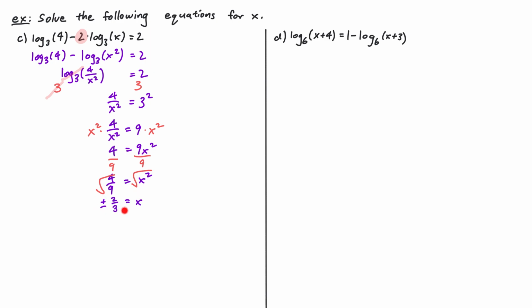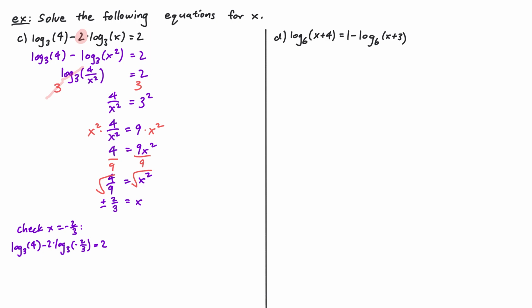Lastly, we need to check whether these x values actually work in our original equation. Let's start by checking x equals negative 2/3. Plugging that into the original equation, we have log with base 3 of 4 minus 2 times log with base 3 of negative 2/3 equals 2. Now let's see if we can actually perform the operations in this equation. Specifically, can we do those logarithms?